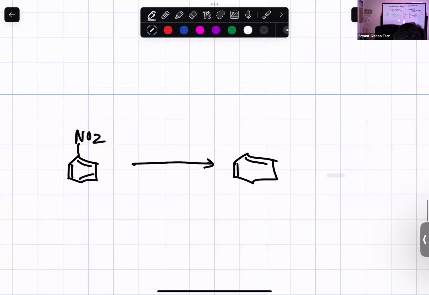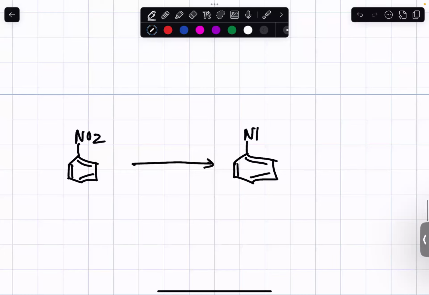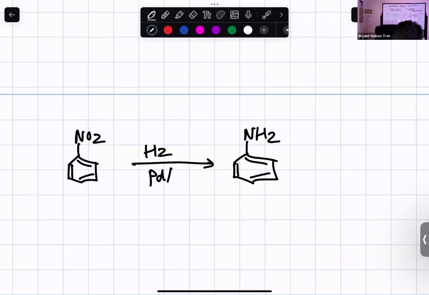And they said you couldn't use H2 PdC. Yeah, they said it was too strong. That's different than how I learned it, because H2 PdC does work with this reaction.